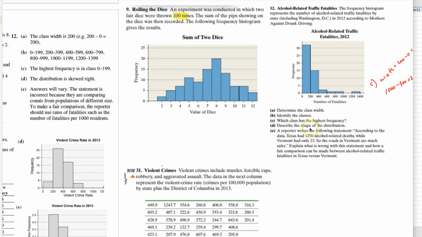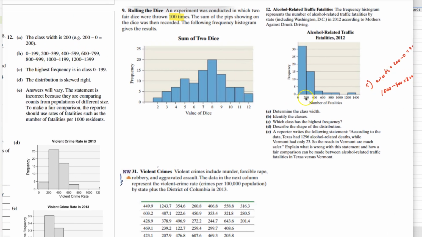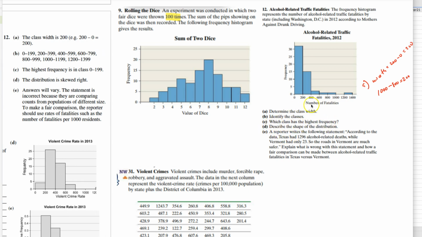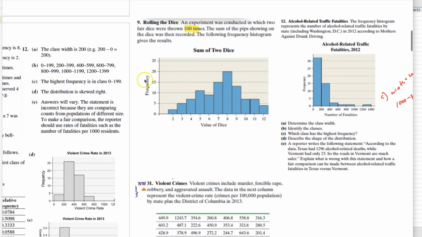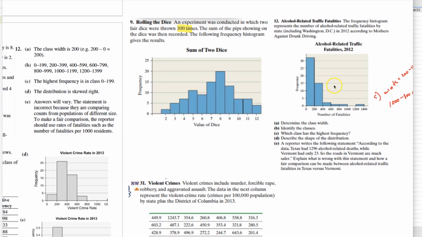On B, what are the classes? And so you can see over here the different classes, 0 to 199, 200 to 399, 400 to 599, because this is alcohol-related deaths, the number of fatalities. And so you can see here kind of the result of that. So looking at this question, which class has the highest frequency? You can see right here the highest value is over 30, and that occurs in the class between 0 to 199.